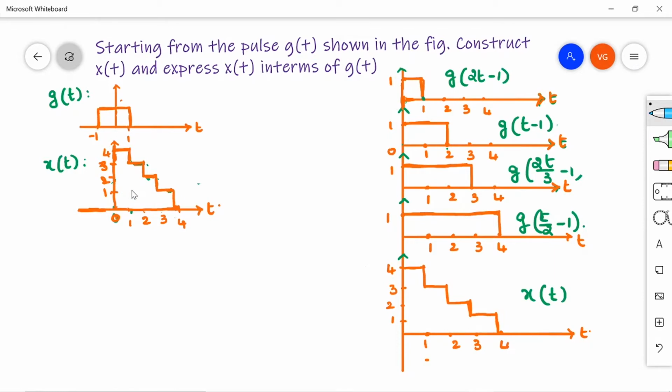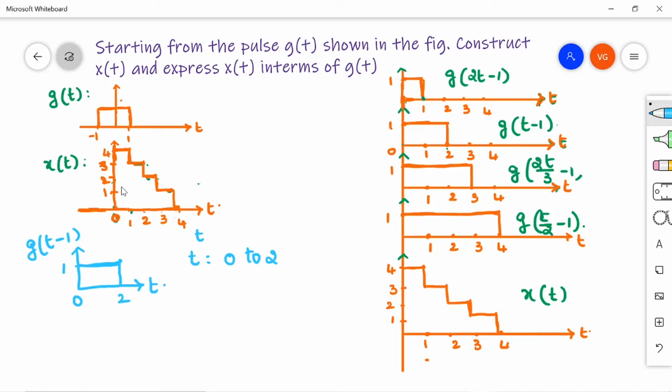So what to do? If you shift the signal g of t completely to your right hand side, then it is possible, right? So that means I'm using the time shift property. I will shift the signal g of t 1 unit towards my right side. That means g of t becomes g of t minus 1 and the signal extends from 0 to 2 with an amplitude of 1. That means t has the range of 0 to 2.